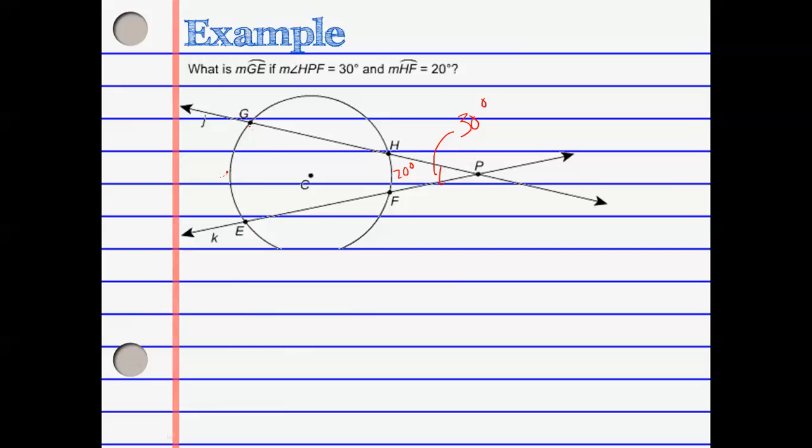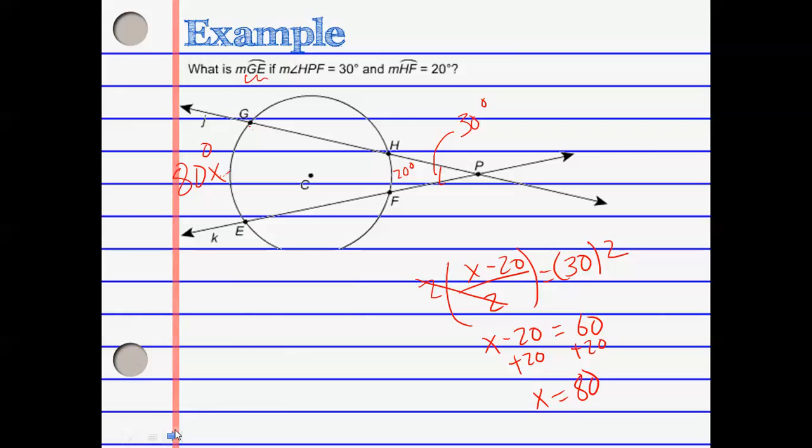So here we're missing the bigger arc. So let's label the bigger arc X. So we know that X minus 20 divided by 2 needs to equal 30. So now we just use our algebra, multiply by 2 on both sides. That gives us X minus 20 equals 60. And then we're going to add 20 to both sides, and we get X equals 80. And remember, X was arc GE, which is what it asked us for. So arc GE is 80 degrees.